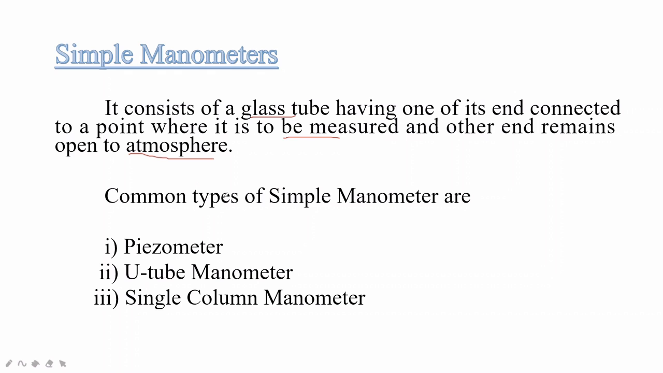So common types of simple manometers are piezometer, U-tube manometer and single column manometer. These are the common types of simple manometers. We'll see one by one what is a piezometer, what is a U-tube manometer and what is a single column manometer. First, we will go to the piezometer.